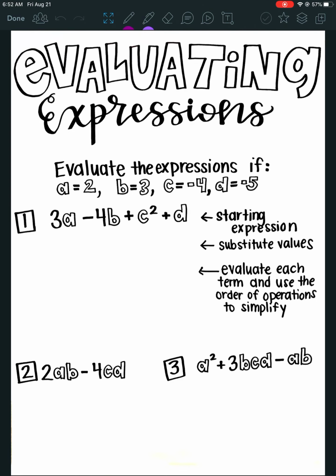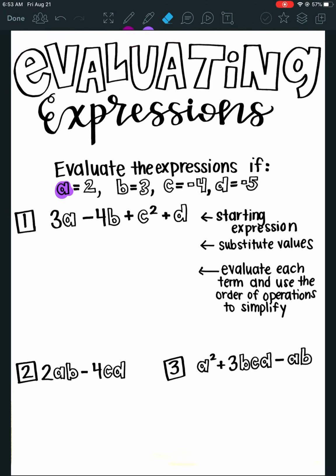If you go to the second form in there, now we have evaluating expressions. So we have this big long expression, 3a minus 4b plus c squared plus d. There's the starting expression. What we need to do first is plug in these values. Okay, so I'm going to plug in 3 times 2.